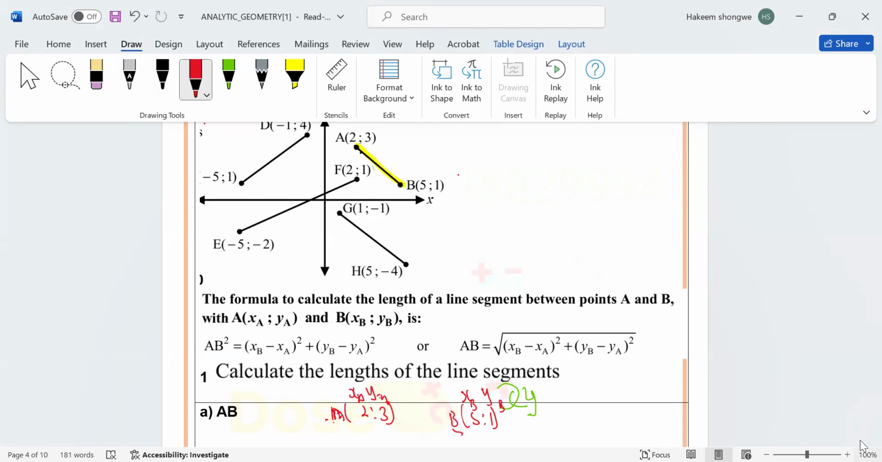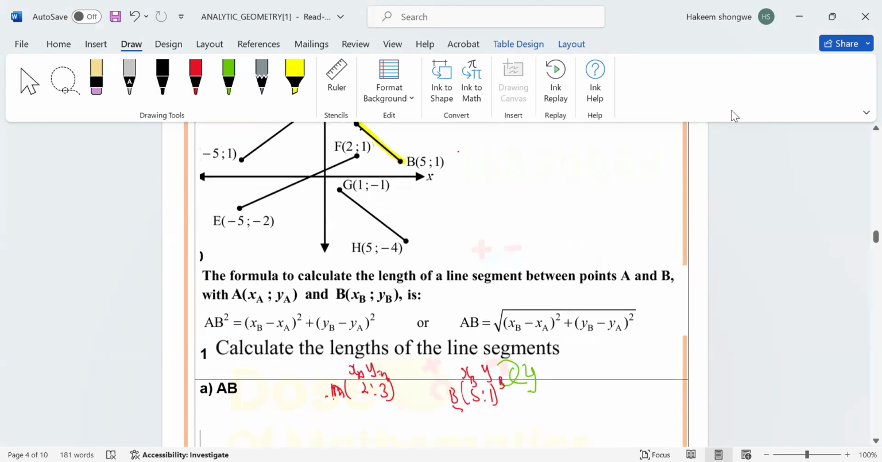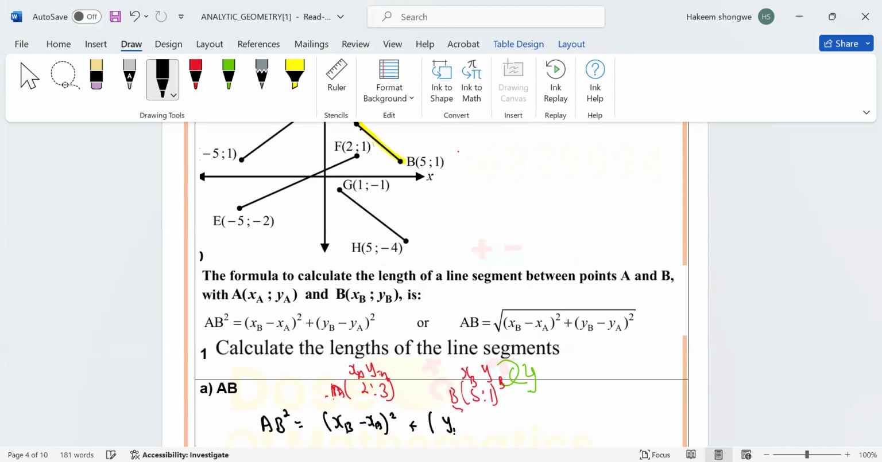Now, what does our formula say then? We're going to go to our formula, and the formula states that AB all squared is going to be equal to x at B minus x at A all squared, plus y at B minus y at A all squared.